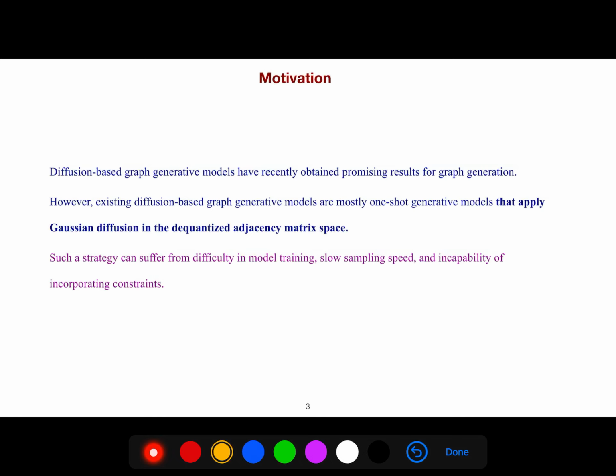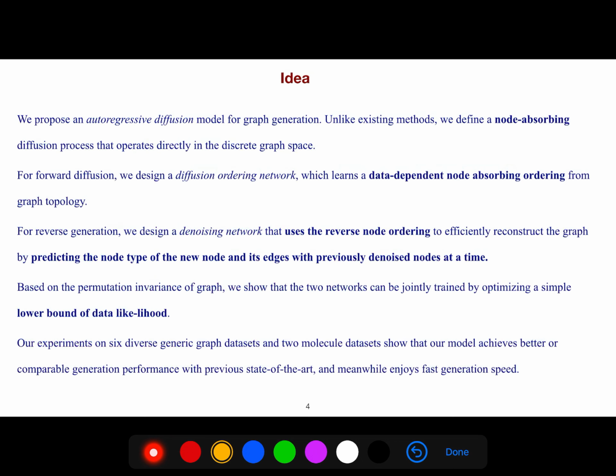Diffusion-based graph generative models have recently obtained promising results for graph generation. However, existing diffusion-based graph generative models are mostly one-shot generative models that apply Gaussian diffusion in the dequantized adjacency matrix space. Such a strategy can suffer from difficulty in model training, slow sampling speed, and incapability of incorporating constraints. So we propose an autoregressive diffusion model for graph generation.